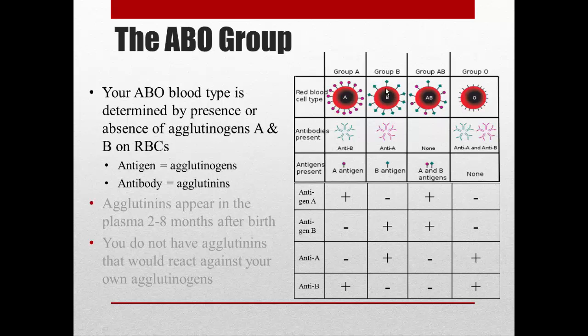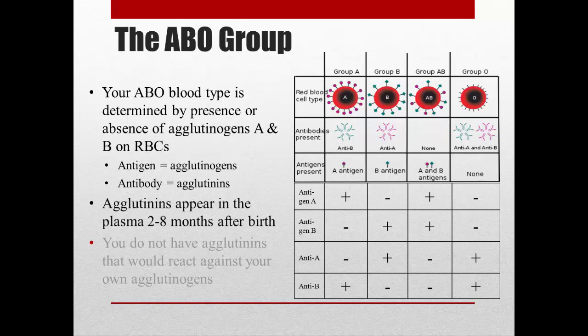A B blood, or a person with B blood, has B antigens on it, so you can see the plus with the antigen B. A person with AB blood has A and B antigens on every single red blood cell. So notice they have both A and B antigens. A person with O blood has no antigens on their red blood cells. So notice the negative corresponding to the absence of A and B antigens.